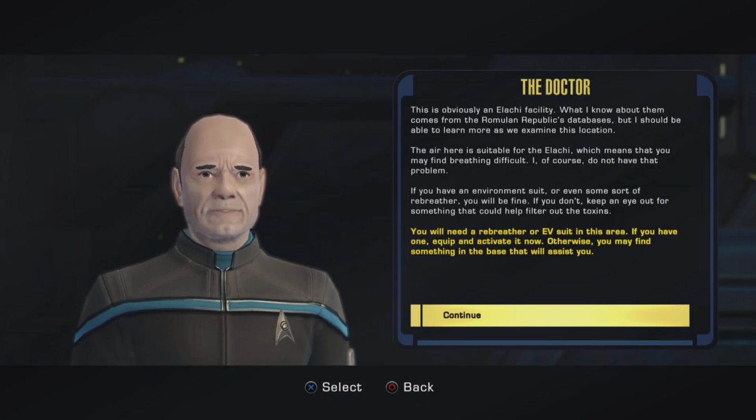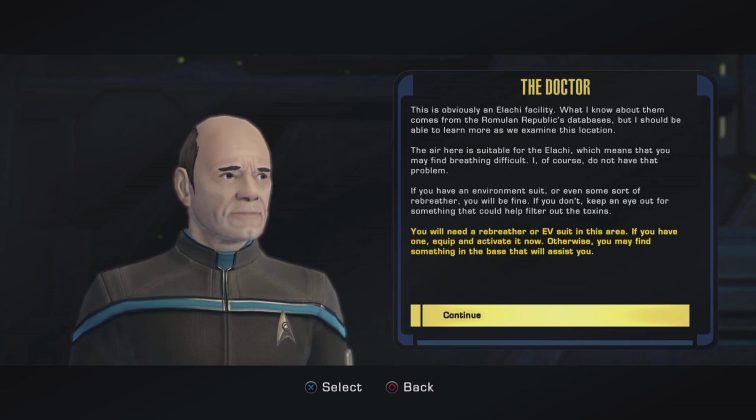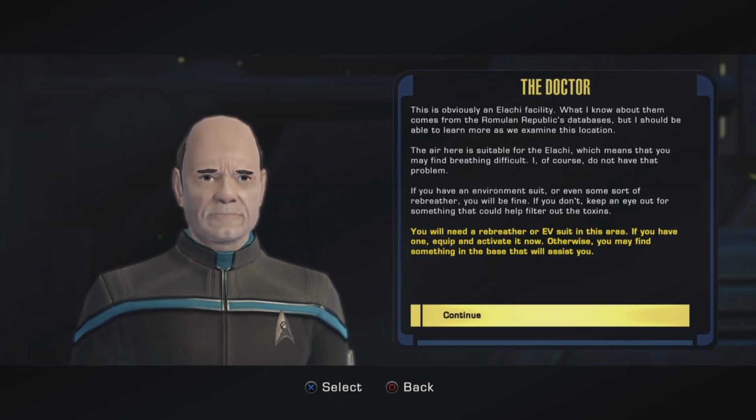This is obviously an Alachi facility. What I know about them comes from the Romulan Republic's databases, but I should be able to learn more as we examine this location. The air here is suitable for the Alachi, which means that you may find breathing difficult. I, of course, do not have that problem. If you have an environmental suit, or even some sort of rebreather, you will be fine. If you don't, keep an eye out for something that could help filter out the toxins.